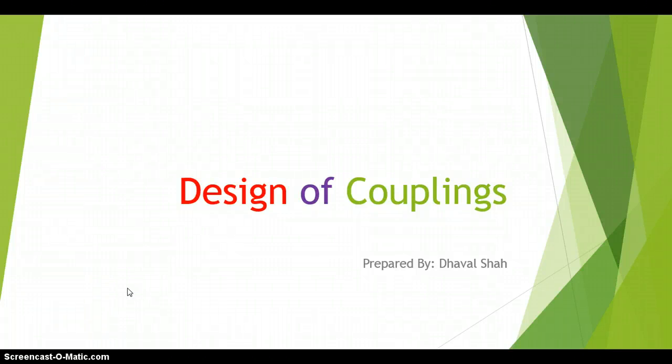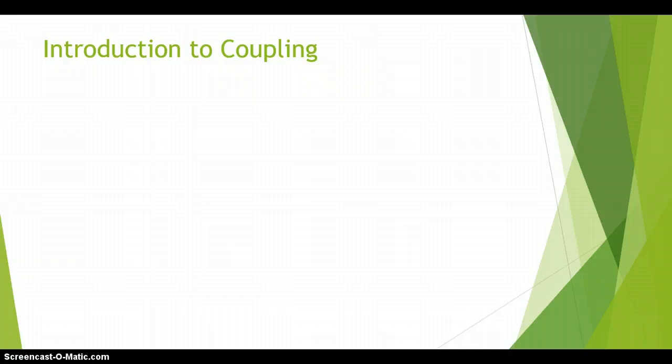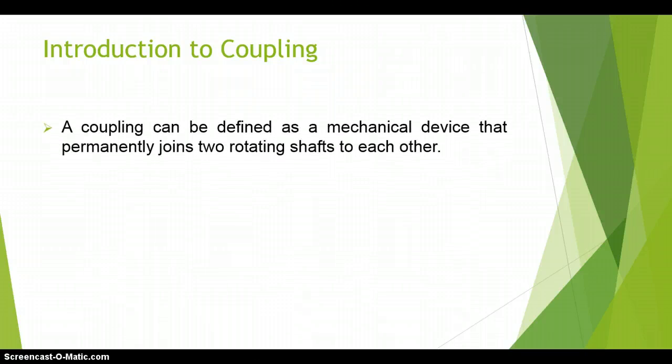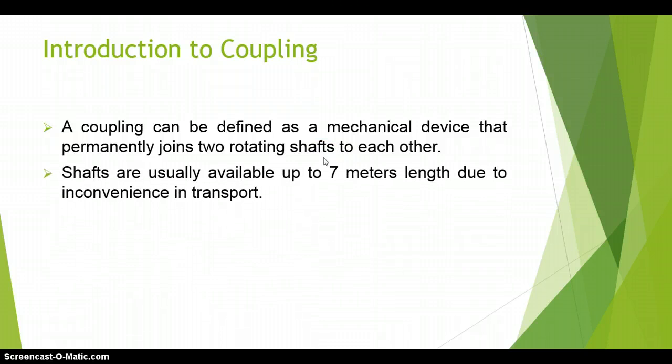Hello everyone. Today we will discuss the topic design of coupling. So let us go for introduction to coupling. What is a coupling? A coupling can be defined as a mechanical device that permanently joins two rotating shafts to each other. So the main part is that it permanently joins two rotating shafts. So let us go ahead.